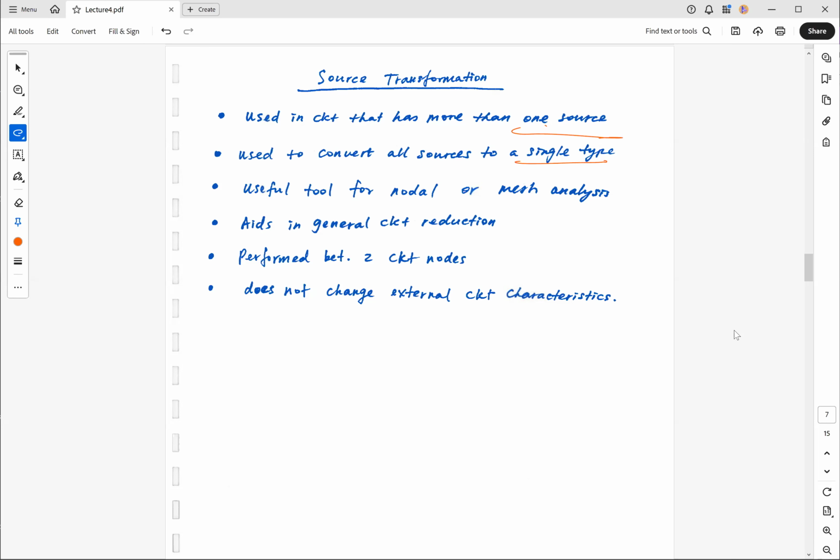For example, if I have one voltage source and one current source, I can convert the voltage source into a current source or vice versa. Source transformation is also performed between two circuit nodes, and this will be illustrated next. Lastly, this transformation changes only the source type, so for example, from voltage source to current source, or vice versa, while maintaining the circuit characteristic.